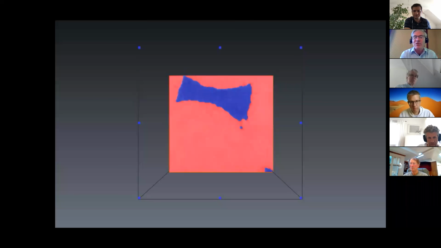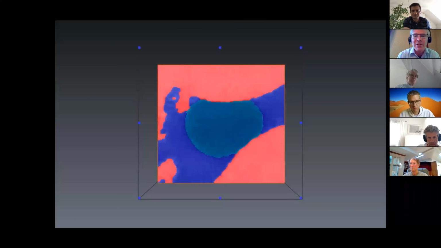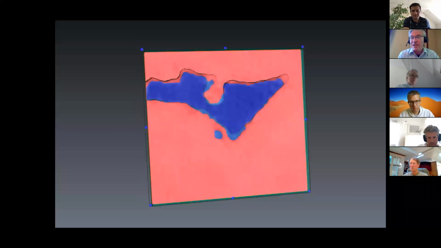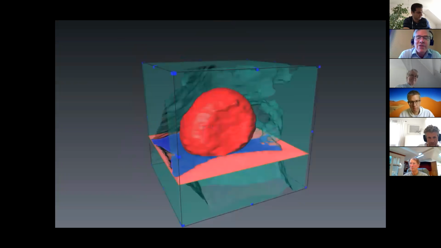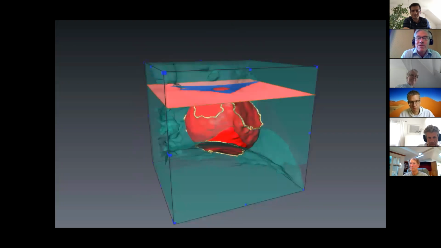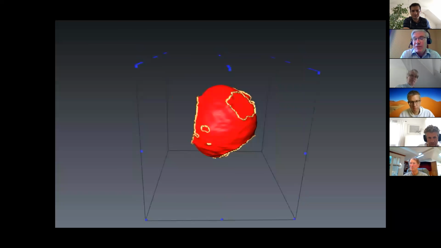Okay, so here we have just the raw image, CO2 there in the middle, water is shown in blue, and the red is the rock. Okay, then what we're going to do is show with the yellow line the 3-phase contact line. So that's where the 2 fluids represent the surface.